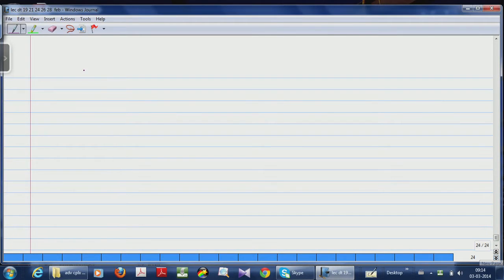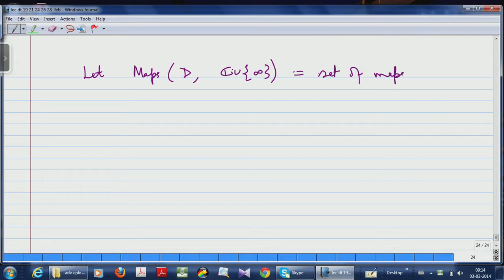So I'll start with the following thing. Let this be the set of maps, or just functions, from D, which is a domain in the complex plane, to the extended complex plane, C union infinity. So look at this set. This is the important thing: I am allowing the value infinity.